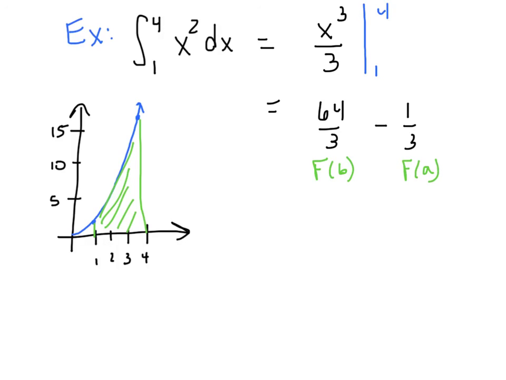And when you do that calculation, the area under this curve better be 63 over 3. And as you know, 63 over 3 is 21. So the area under the curve x squared, when you look at the region bounded by a equals 1 and b equals 4, is going to be 21 square units.